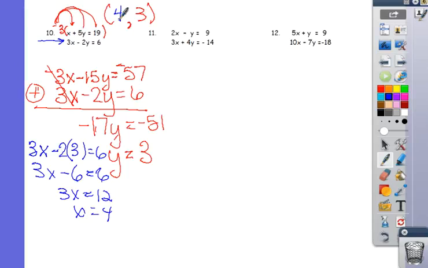Very good. Very good. Okay, number 11. Suggestions on number 11? Multiply by 4. Multiply which one by 4? The top. Okay, yes, you would multiply the top by 4.